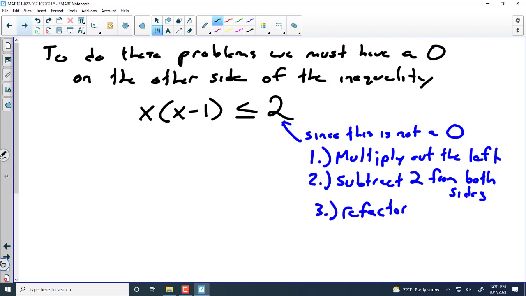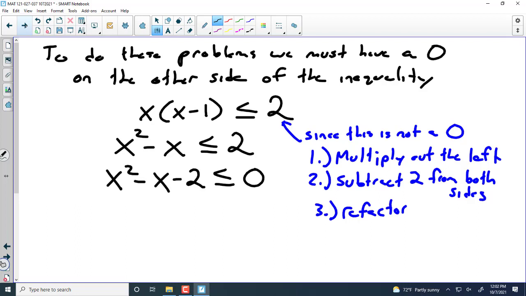Very irritating, not on every problem, but there are a couple problems where you might see this. So here's what you have to do. X squared minus x. I got to multiply that out over there. I got to subtract the 2 from both sides. I got to refactor. And now I can do the problem. You cannot do it unless you have a 0 over there. I shouldn't say you can't. I should say it is much, much, much harder.